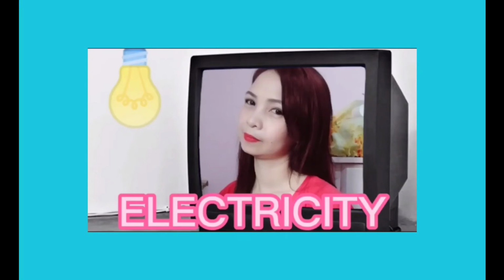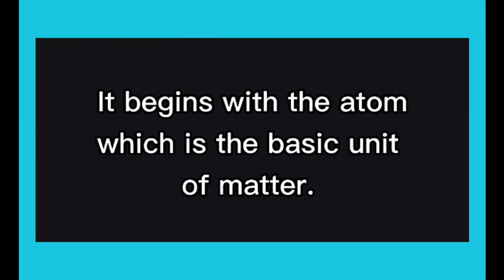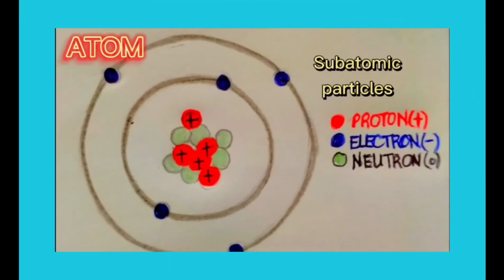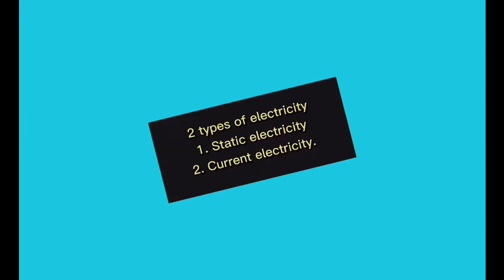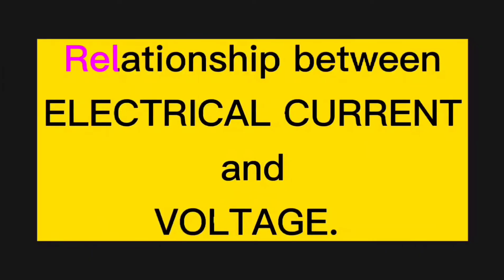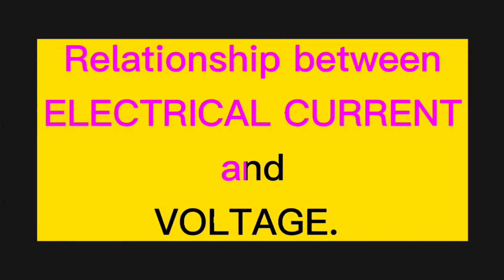In the first part of this video lesson, we talk about where electricity begins, where the electrical charge is located in the atom, and the types of electricity. This time, let's talk about the relationship between electrical current and voltage.